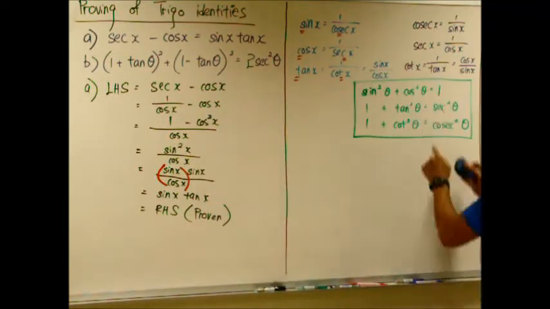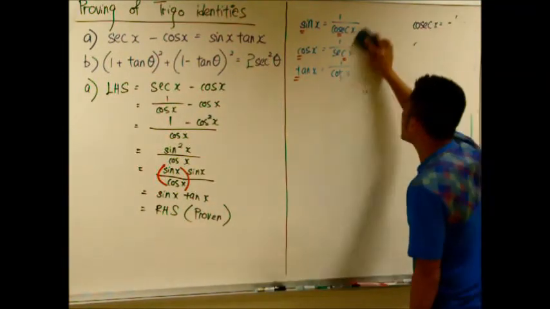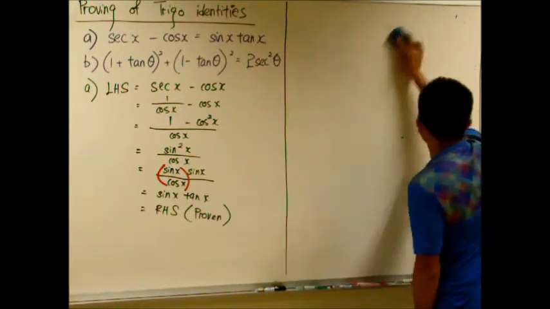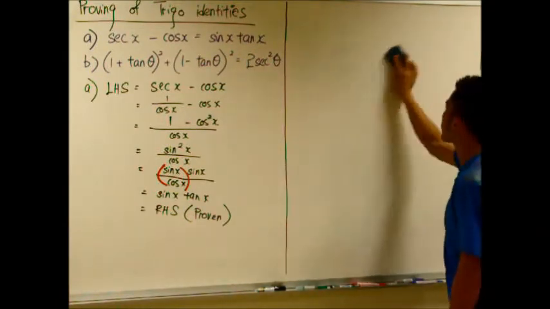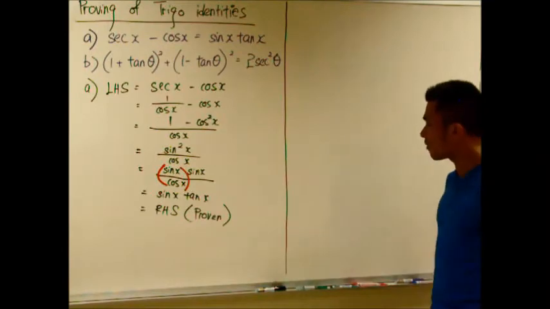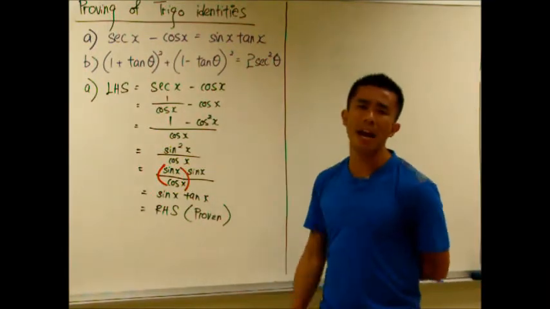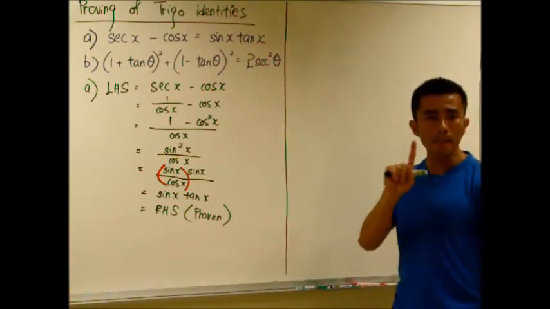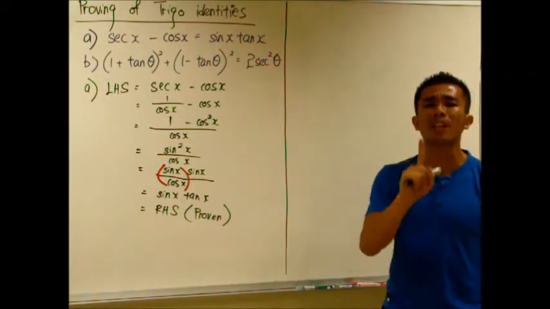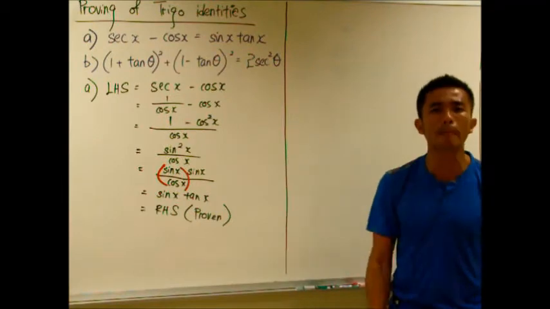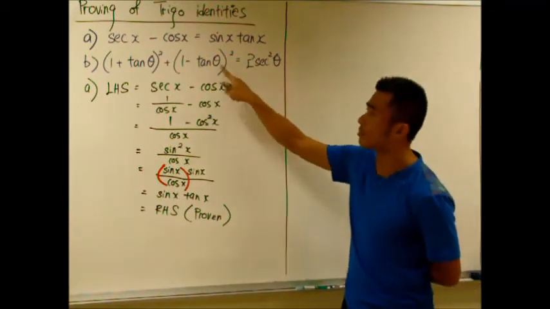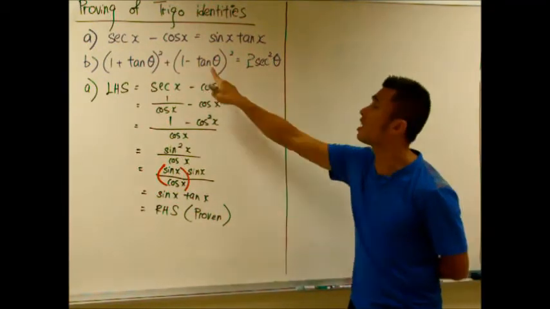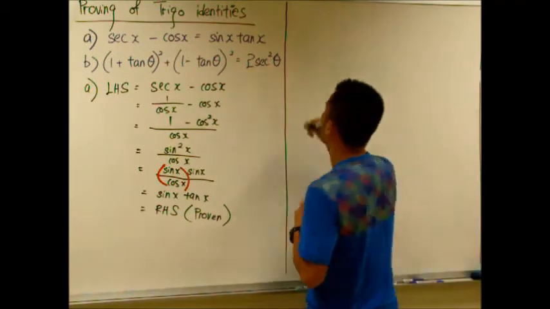With that in mind, I'm going to erase this portion and move on to the second example, part B. Part B on first glance does look very intimidating. But remember, we will always start with the more complicated, more complex side to the easier one. And it's very clear cut. The left side is definitely more complex.